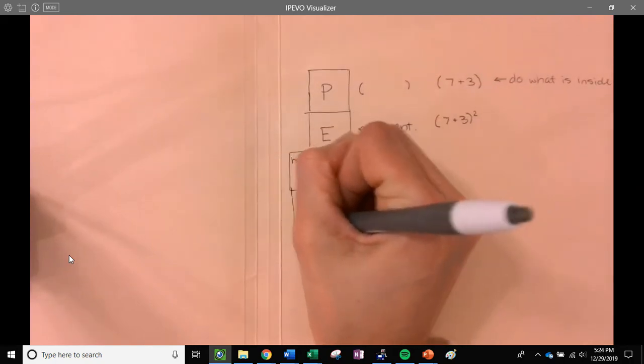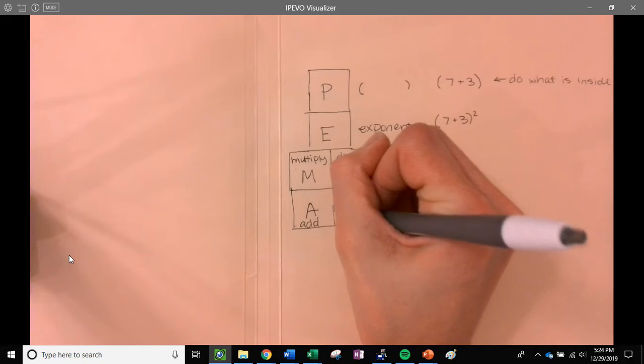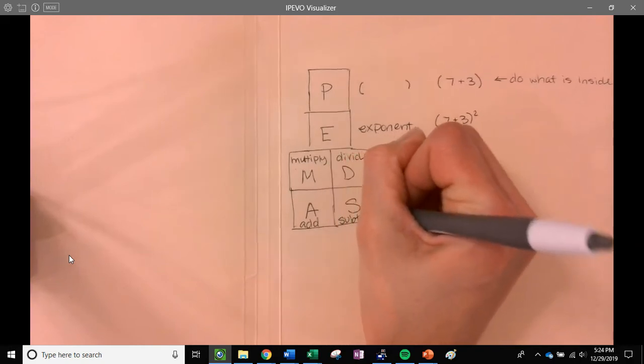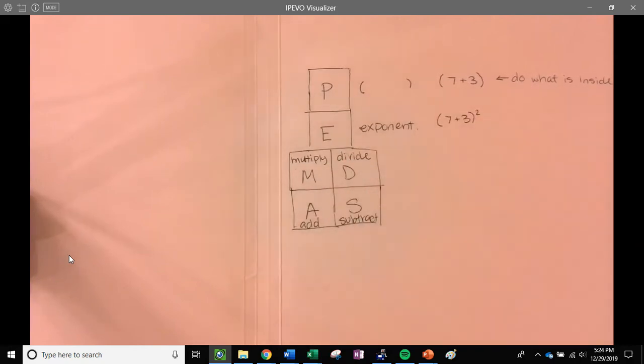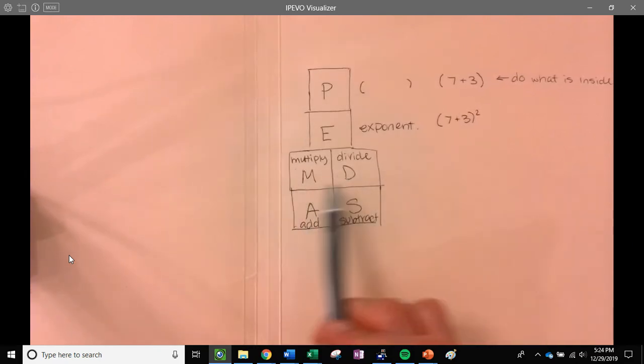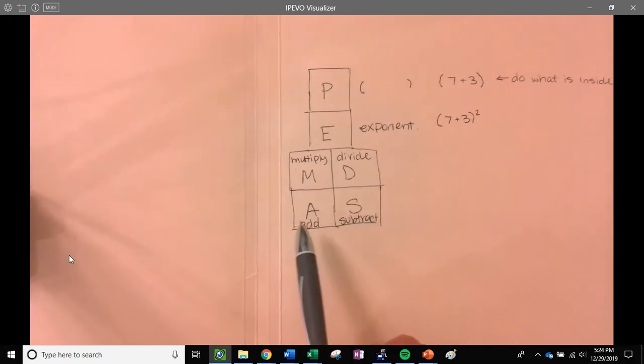A, add. And S, subtract. And why do we stack them together like this? Multiplication and division are in the same level of the hierarchy. They come before adding and subtracting. Adding and subtracting will always be the last thing in the expression that you go ahead and do.